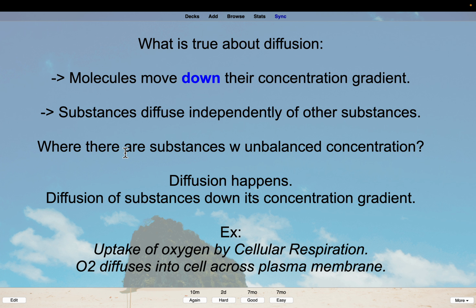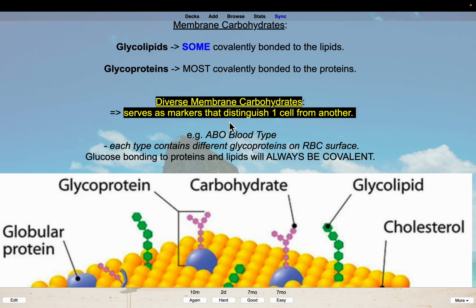Membrane carbohydrates. We have glycolipids and glycoproteins. For glycolipids, some are covalently bonded to the lipids. For glycoproteins, most are covalently bonded to the proteins. Diverse membrane carbohydrates serve as markers that distinguish one cell from another. One application is ABO blood type. Each blood type contains different glycoproteins on the red blood cell surface. So bonding to the proteins and lipids will always be covalent.